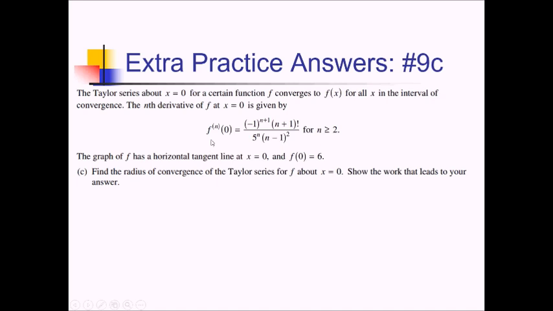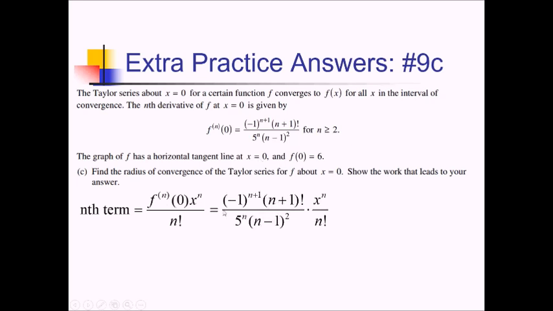That's going to be the nth derivative at 0 times x to the n all over n factorial. So that's a general expression for the nth term of a Maclaurin series. And now we actually have a formula for the nth derivative. It's this crazy thing right here. So we'll just replace the nth derivative at 0 with this.